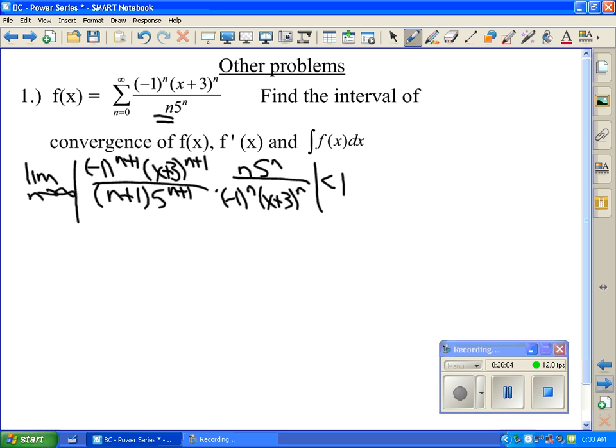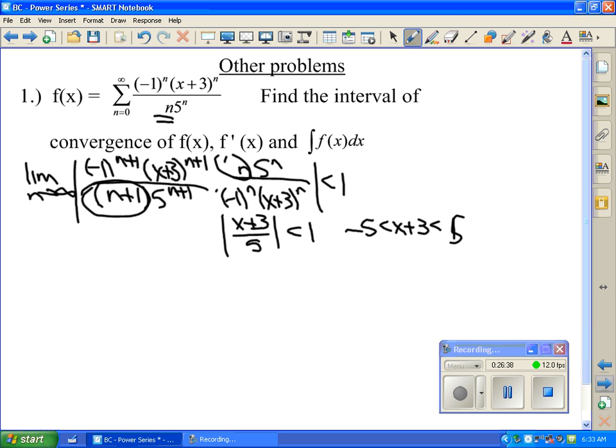Because of this n here, we're not looking at a geometric series, and the only reason the n is going to cancel out is because we'll ultimately take the limit as n approaches infinity. So as n approaches infinity, n over n plus 1 approaches 1, which is why that cancels out. And then the rest of it, when I simplify it, becomes the absolute value of x plus 3 over 5. So solving this out, I get negative 5 is less than x plus 3 is less than 5. And then keep on going, I get negative 8 is less than x is less than 2.